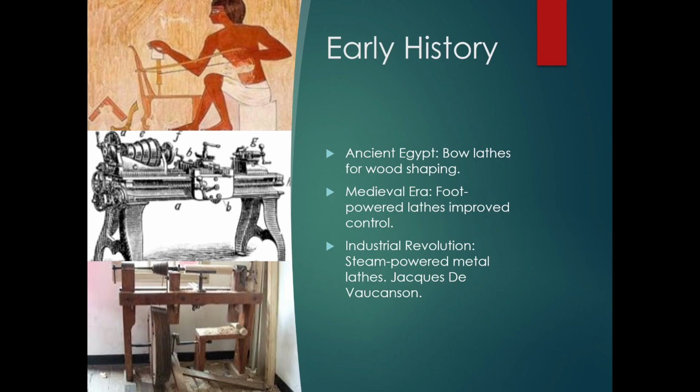We then have medieval lathes, which kind of took the same bow movement but replaced it with a foot movement. And that is our bottom photo here. And they would use various bands attached to these different diameters to determine their desired speed so they could use it correctly with their cutting tool.